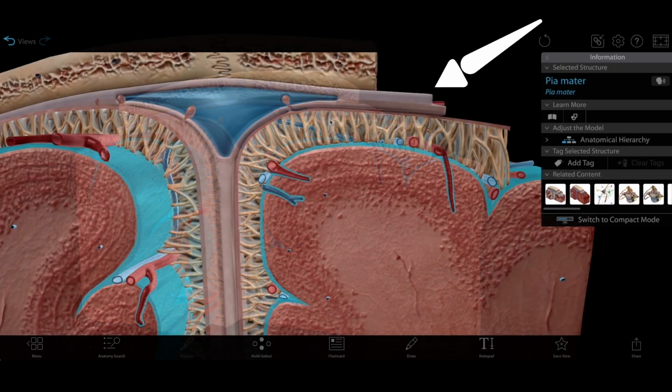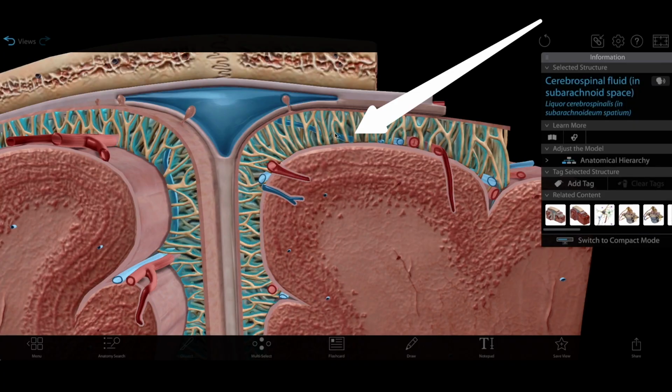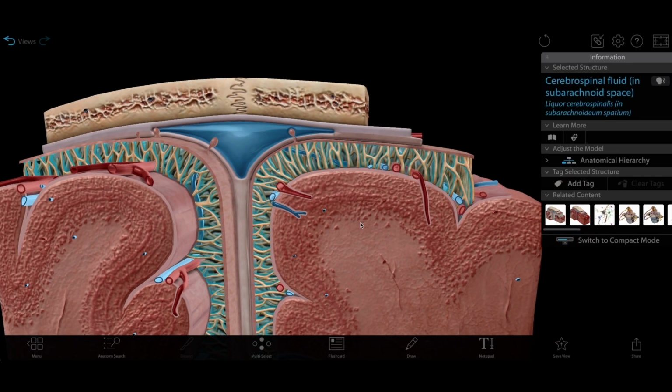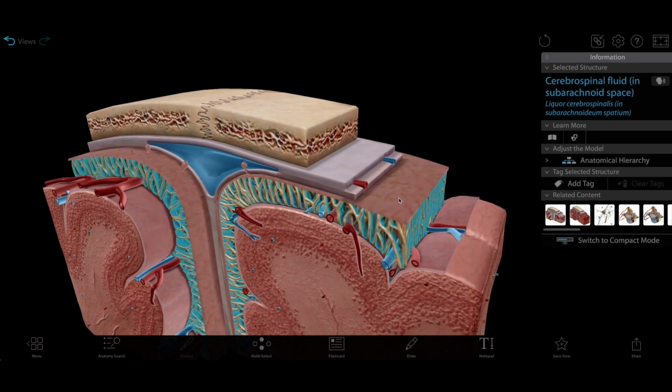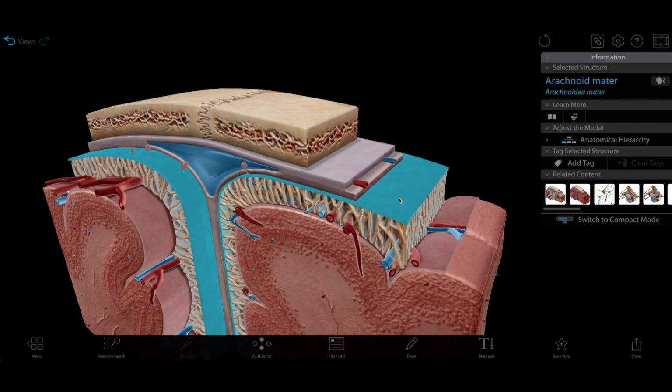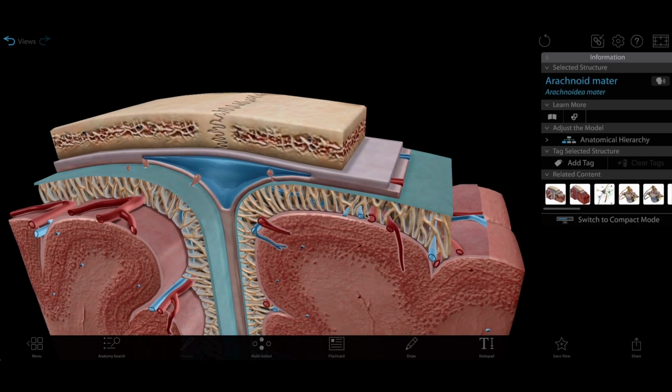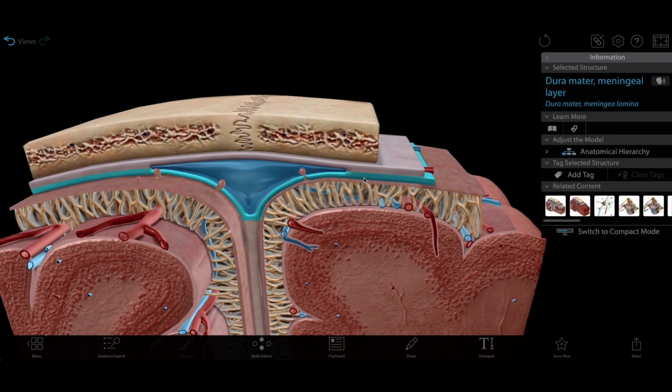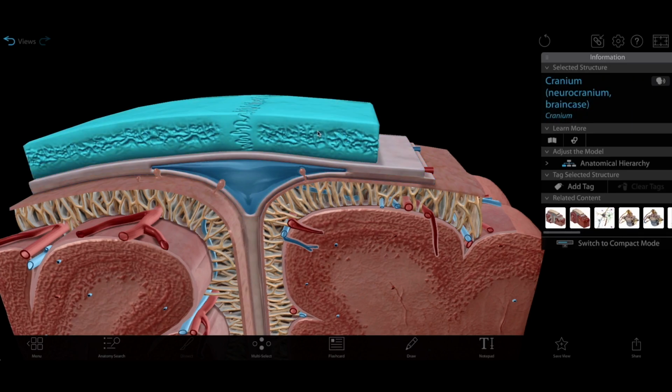Then comes the subarachnoid space, which is filled with CSF, or cerebrospinal fluid. This fluid cushions the brain, facilitates the exchange of nutrients and waste, and allows the brain to float. Then we've got the arachnoid mater, the middle layer of the meninges, and the dura mater, the outermost layer, which actually has 2 layers of its own, one closer to the brain and one closer to the skull.